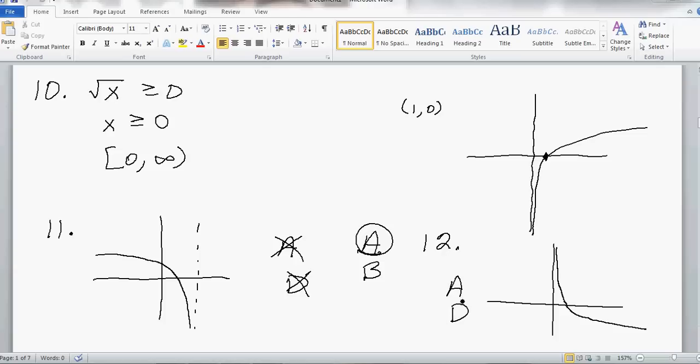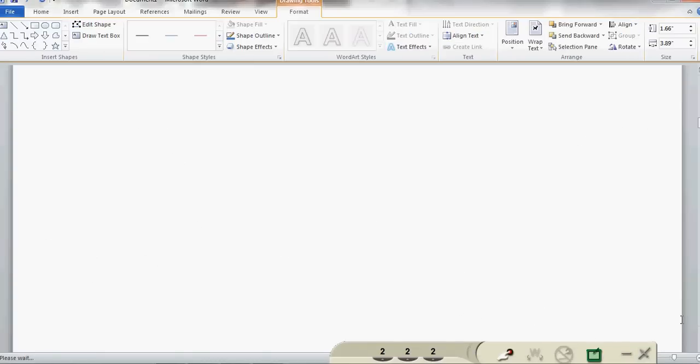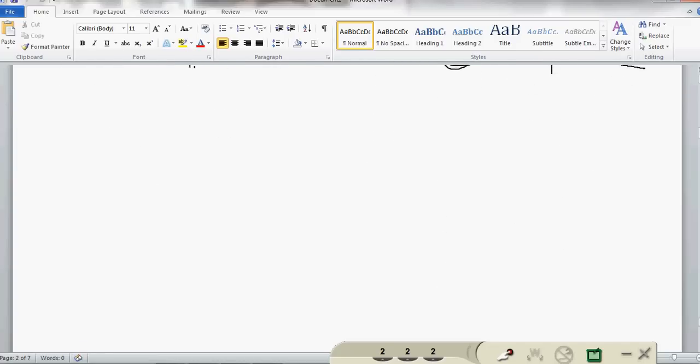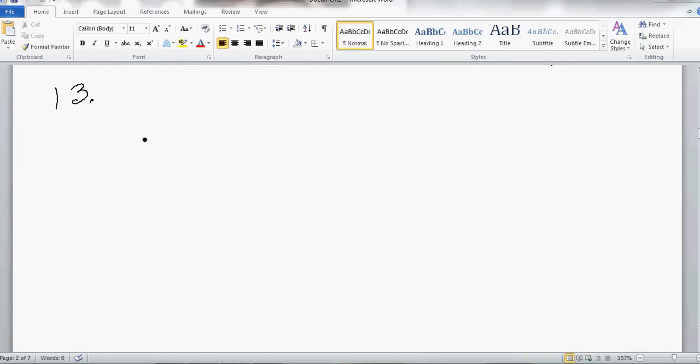Then the question becomes, if it were A, the log of x would look like this. That's the parent function. So it can't be A. D is the only one. It's negating the logarithm of x. And so 12 is D. Example number 13, we look at the vertical asymptote.